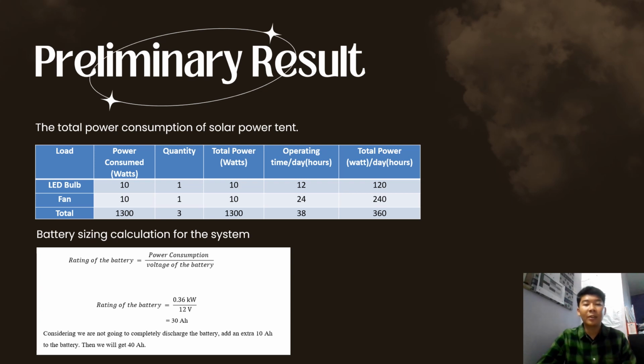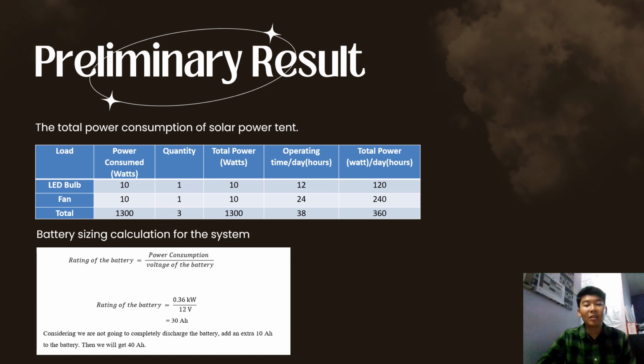And now for the preliminary result. We show the total power consumption of the solar power tank that we calculated, and the data was inserted into the table. The load is for an LED bulb and fan, and we can see the total power consumed is 1300 watts. I also decided to remove the 30 amp socket outlet to reduce the cost of buying other components that suit my project, because a lot more power consumption would need a higher capacity battery and solar inverter.